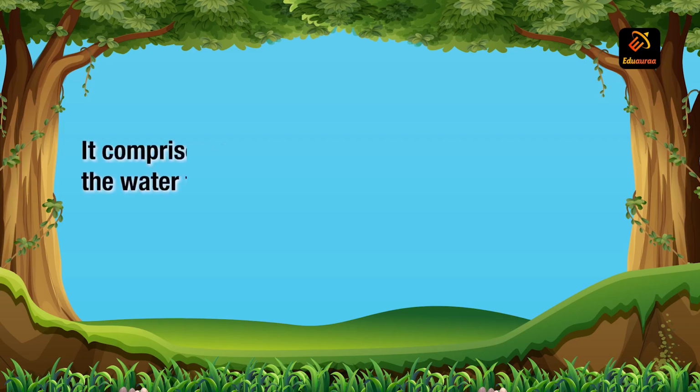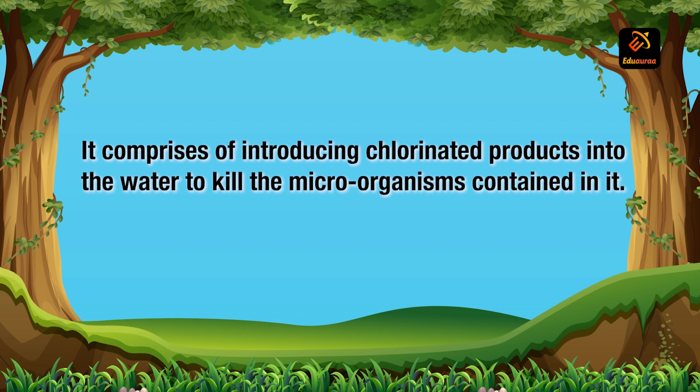How is the water purified using chlorine? It comprises introducing chlorinated products into the water to kill the microorganisms contained in it. After the products have acted for around 30 minutes, the water will be drinkable.